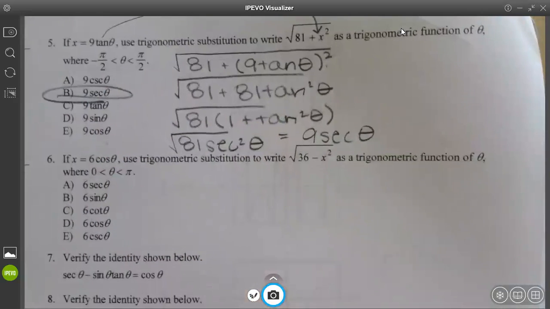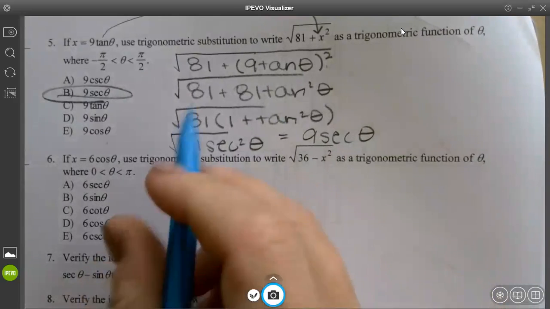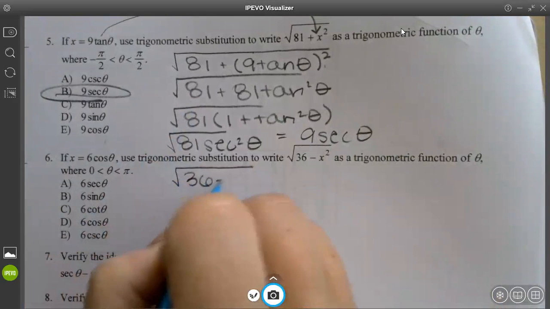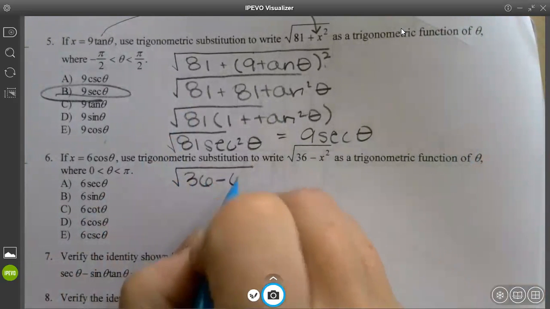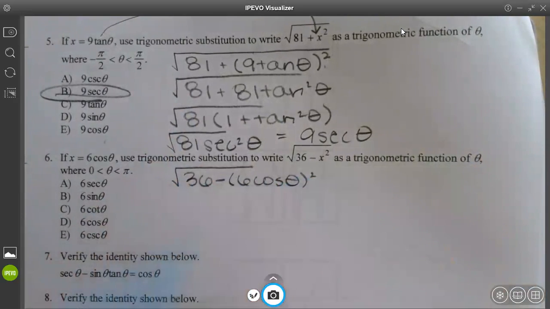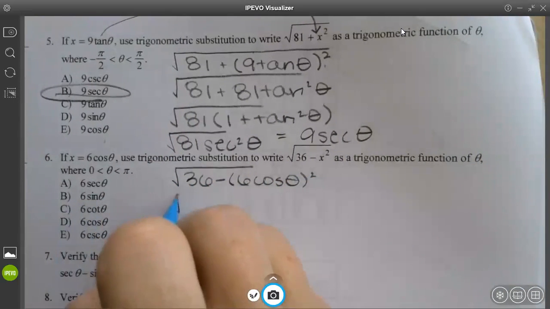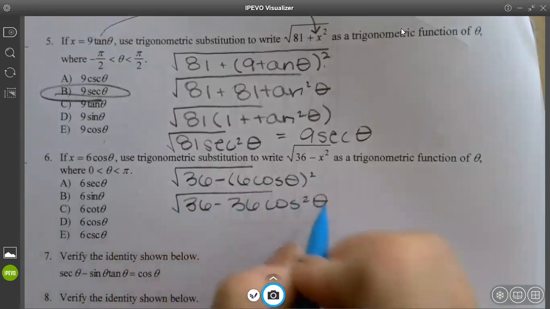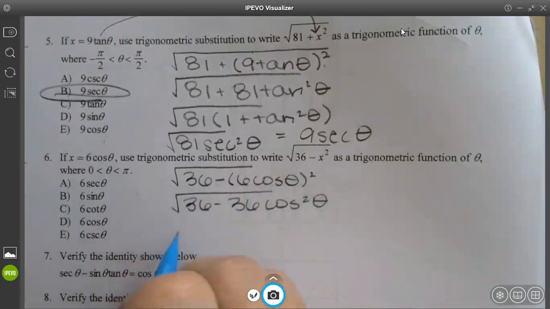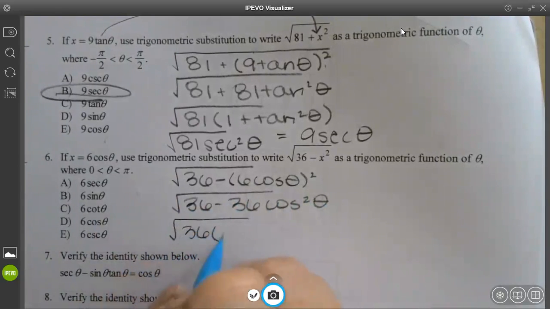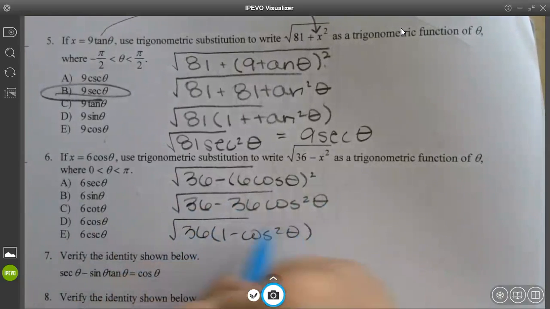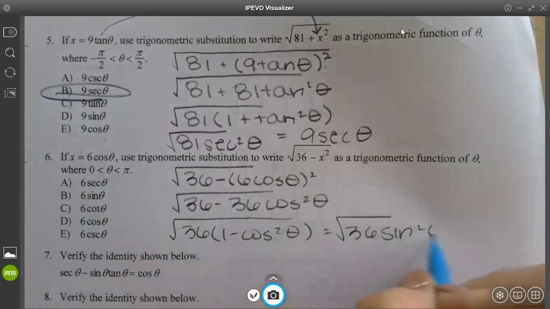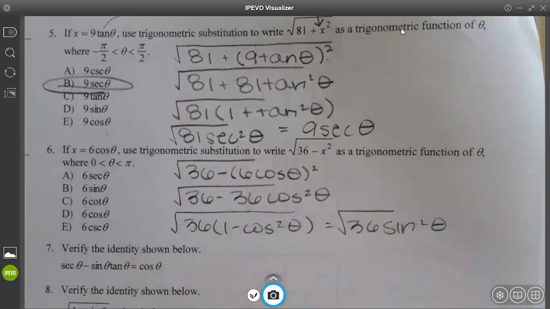Next one is the same way. So what do I do? What am I going to start with? Minus what? What is 6 cosine theta squared? Cosine squared theta. What do you notice? Leaves me with 1 minus cosine squared theta. What is 1 minus cosine squared theta? So what is the square root?